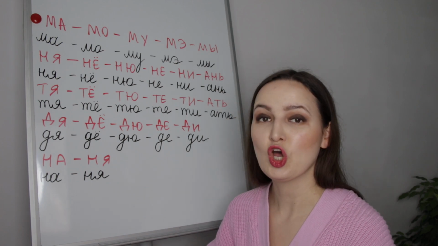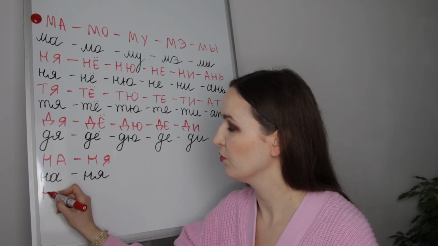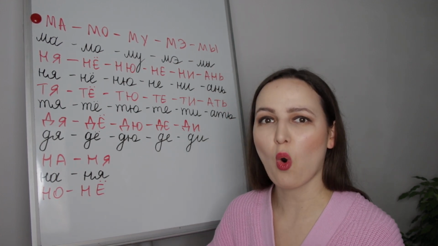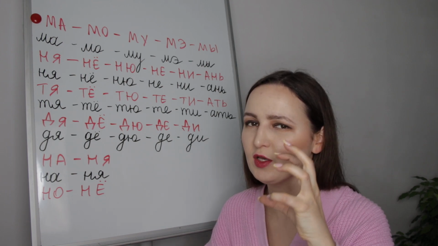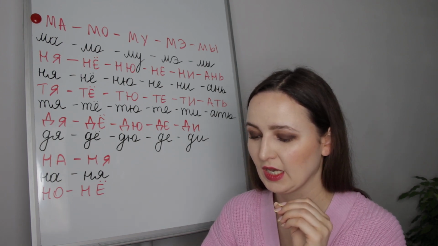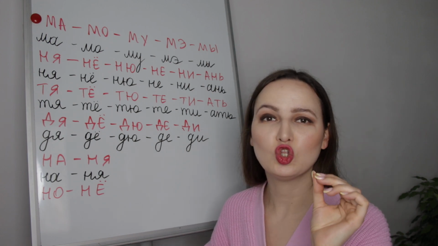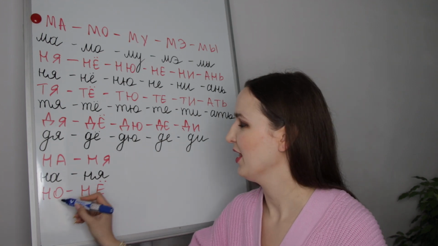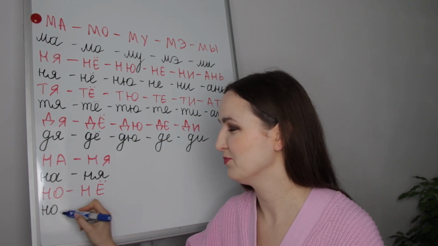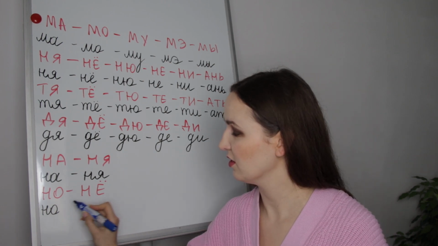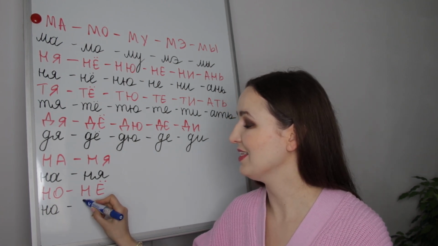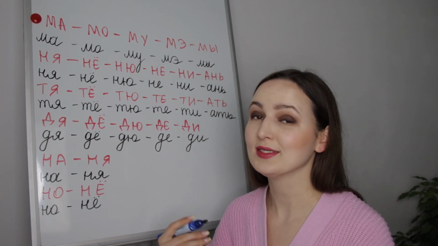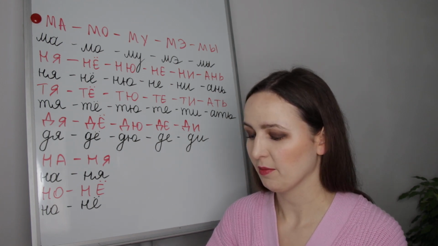Next pair is но, ньо. Но, ньо. Here it is very important to hear that difference and to pronounce them correctly. Но, ньо, and a connection. Much softer.